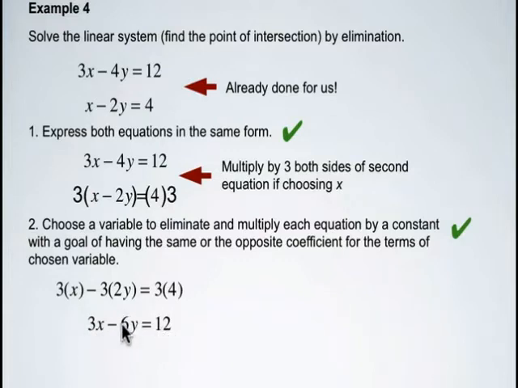So this is actually the same equation as x minus 2y equals 4. It's just that we multiply both sides by 3. We've tripled both sides. The equation is still true. It's the same linear equation.